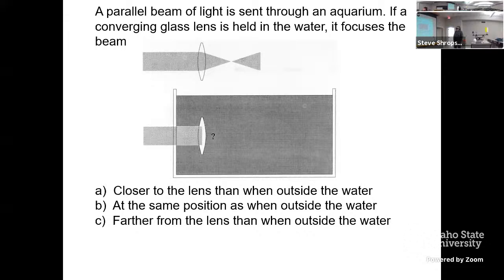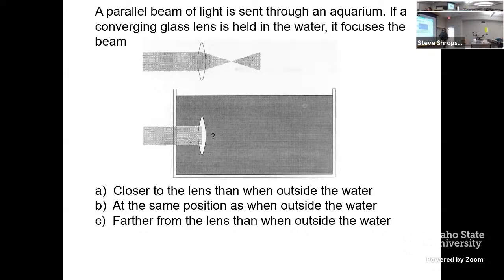Okay, so we have a parallel beam of light sent into an aquarium. If a converging glass lens is held in the water, where does it focus the beam? Closer to the lens than when the lens is outside the water, at the same position as when the lens is outside the water, or farther from the lens when outside the water.